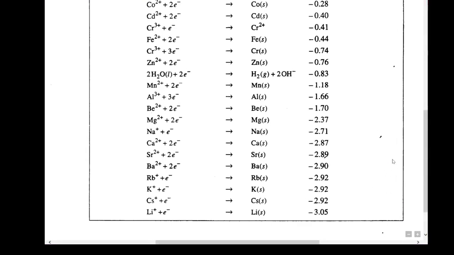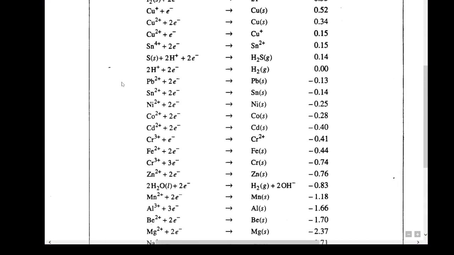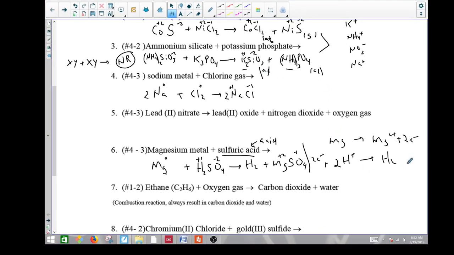All right, now this is a relative system here, so you'll note that hydrogen right here is 0. It doesn't matter which way you flip it. Okay, the reduction here is 0, so the oxidation is also 0. So this one is going to be voltage equals 0.